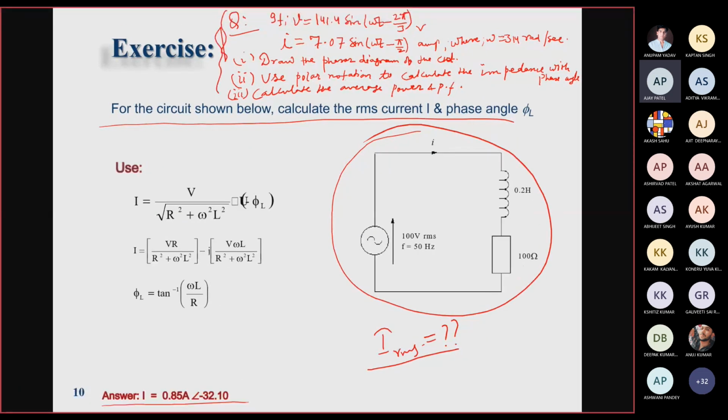V is given, the instantaneous value of voltage and current, instantaneous voltage equation and current equation is given. You have to draw the phasor diagram of the circuit for this voltage and current mentioned, and then you have to calculate the impedance, means total impedance of the network in the phasor form. Just you don't have to calculate the magnitude, you have to calculate the impedance with phase angle. And then in the third part you have to calculate the average power and power factor of the circuit, right?